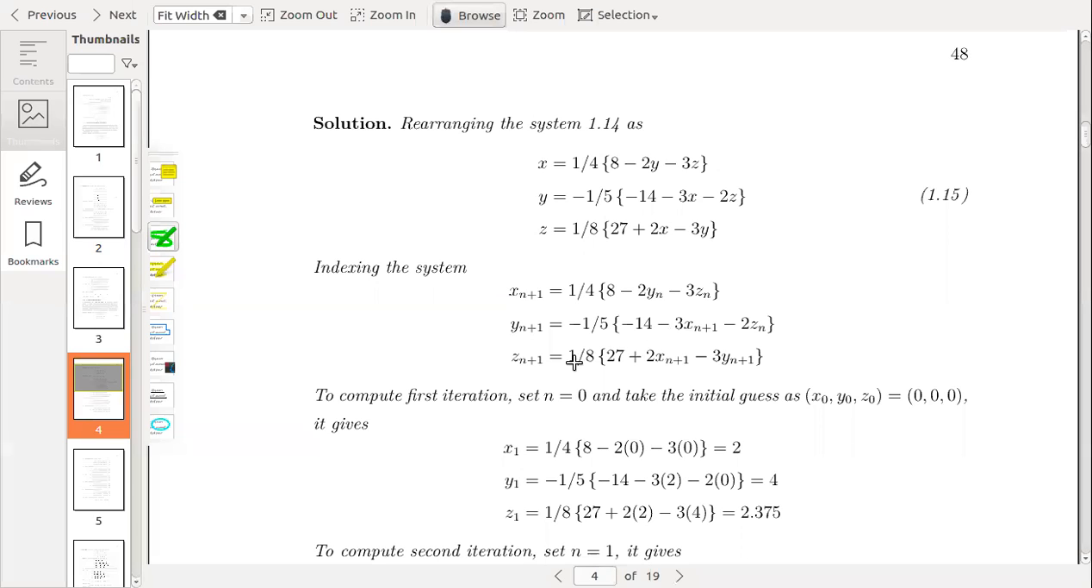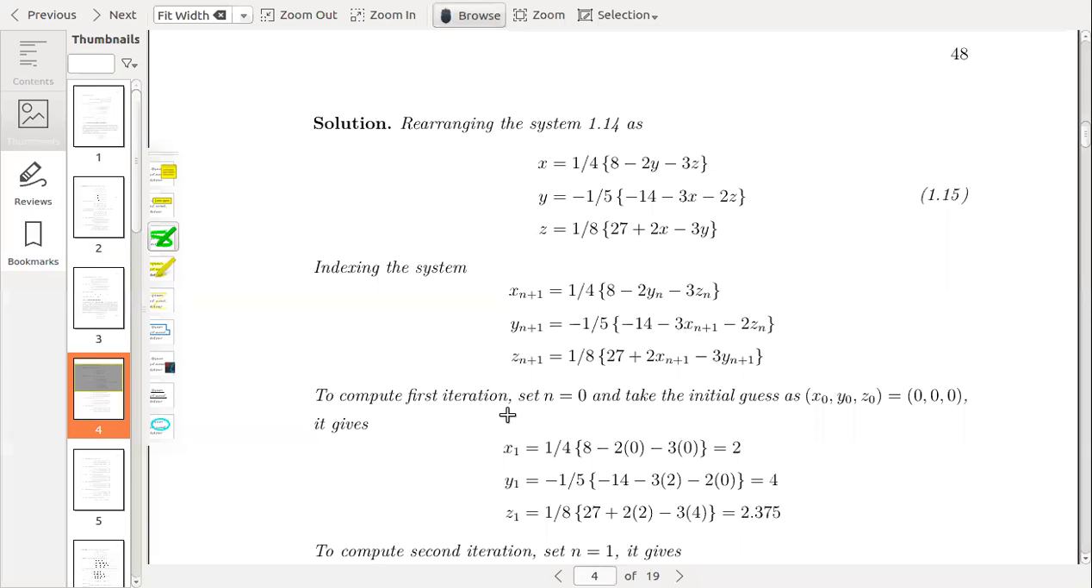And yn plus 1 is equal to minus 1 by 5. So since xn plus 1 is calculated, you can replace it here. But the value of z is not calculated, so that is why you need to keep it as it is. And for zn plus 1, the values xn plus 1 and yn plus 1 are already computed, so you need to replace them here.